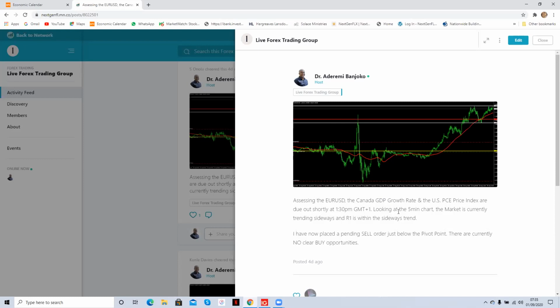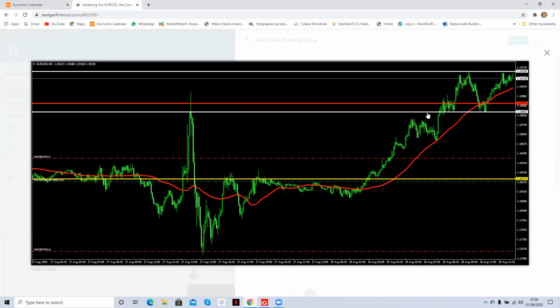And like I said, looking at the chart, the market is currently trending sideways and R1 is within the sideways trend. And you can see here, I said I have now placed a pending sell order just below the pivot point. And I said there are currently no clear buy opportunities. That's the reason why, because I did not want to place a trade on this market resistance just before the report, and then there's a bit of volatility when the report is announced, takes me in, takes me out. So that's why I avoided doing that.